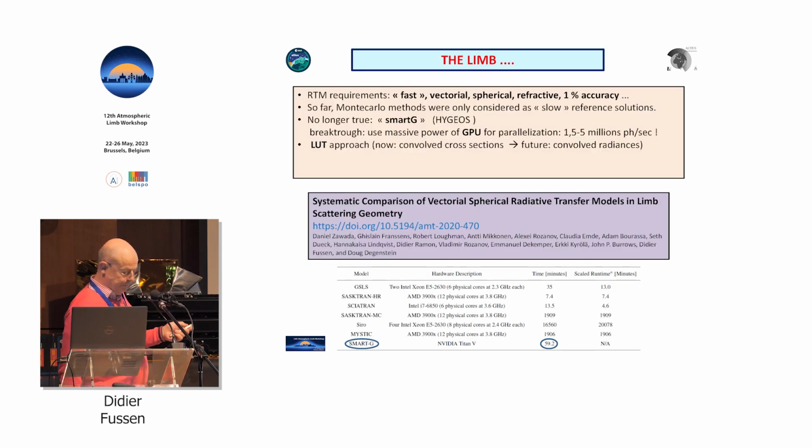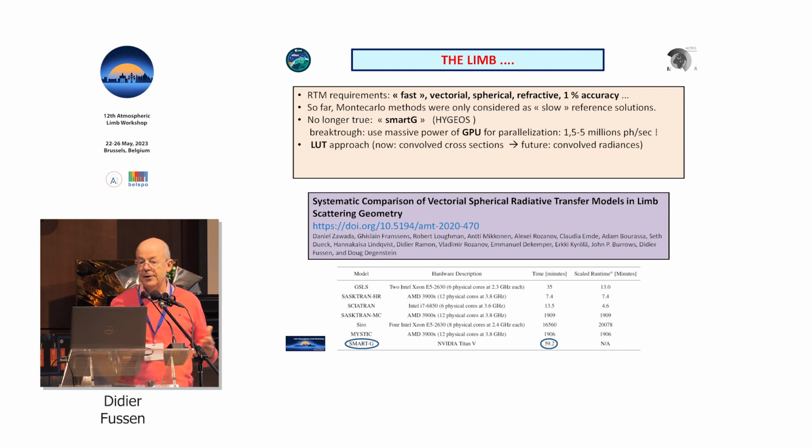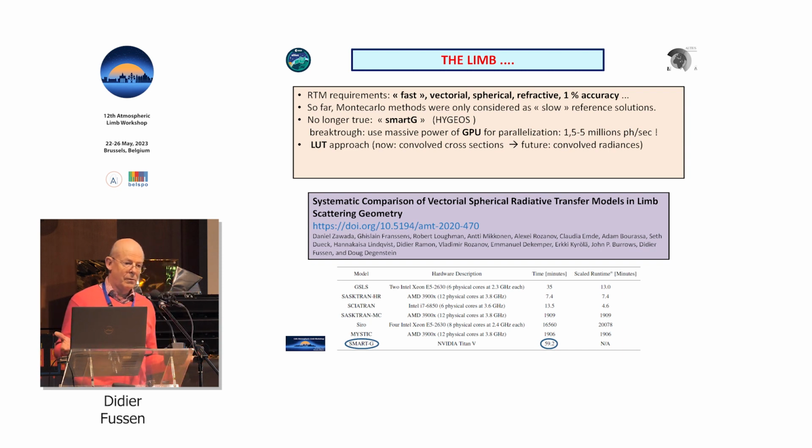So I jump to the limb, and for the limb we need, of course, a radiative transfer model. From a long time ago, the requirements are that we need a fast model, vectorial, spherical, with refraction at 1% accuracy, because it's a complex problem. And Monte Carlo methods were, in the past, considered a reference method, because microphysical laws were implemented, but too slow and only for reference.